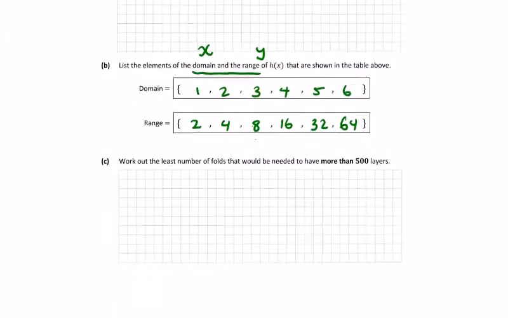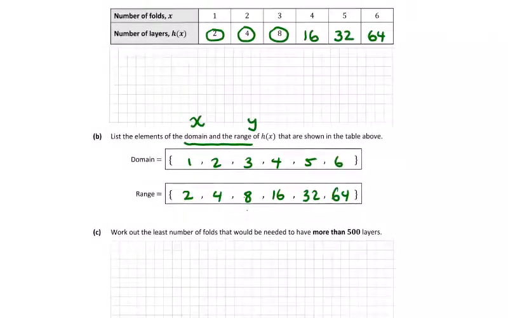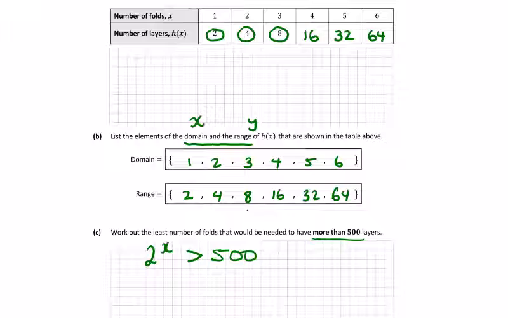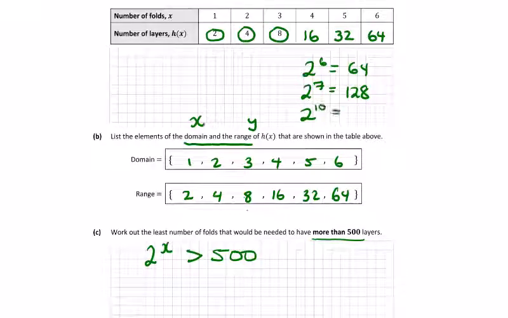Part C, work out the least number of folds that would be needed to have more than 500 layers. So this is an inequality, greater than 500. When will 2 to the power of x be greater than 500? Well, we've got 2 to the power of 6 is equal to 64, so I think trial and error is probably the best way here, rather than using log rules, which you will do at Leaving Cert. 2 to the power of 7, 128. The one I get you to remember, 2 to the power of 10 is equal to 1024, easy to remember. 2 to the power of 9 is 512, so that's going to be our answer here, 9 folds.